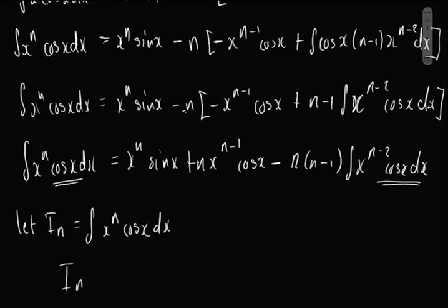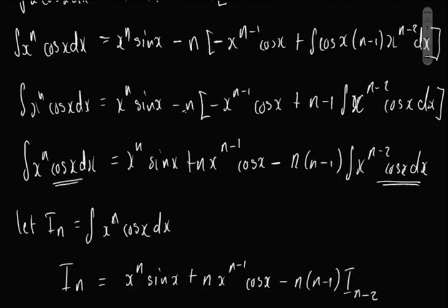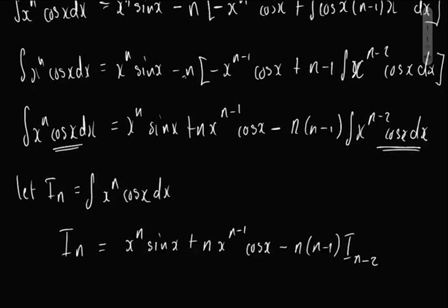So now I can safely say I_n is equal to x to the n sine x plus n multiplying x to the n minus 1 cos x minus n multiplying n minus 1 times the integral of x to the n minus 2 cos x, which is just I_n minus 2. Because remember, the integral of x to the n cos x was I_n. The integral of x to the n minus 2 cos x is I_n minus 2. Wow, really? Yeah, and this will be the end.